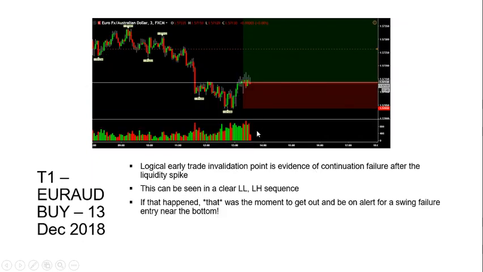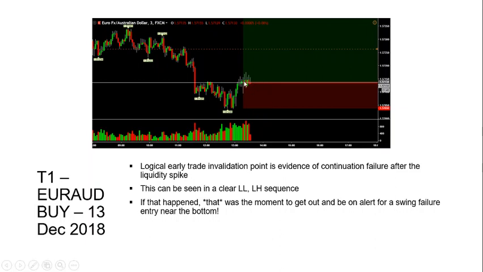M1 meaning minute 1. So I took that entry up that spike, and as soon as I take the entries, I've got in the habit of thinking, what is the trade invalidation point as the trade evolves, right? Because I try and get out of trades as soon as possible. That's what I'm trying to practice lately.